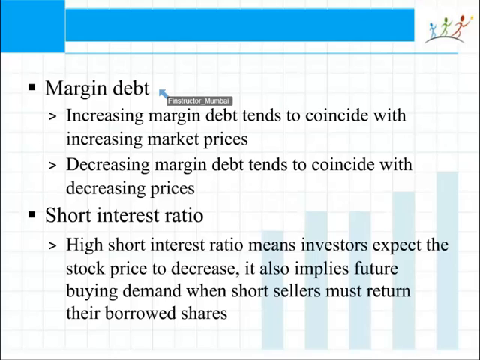So you can buy on margin, that is, you can take a loan from the broker. It has been seen that when margin debt increases, that means people are taking more and more loans from the broker. That means they are buying more and more.